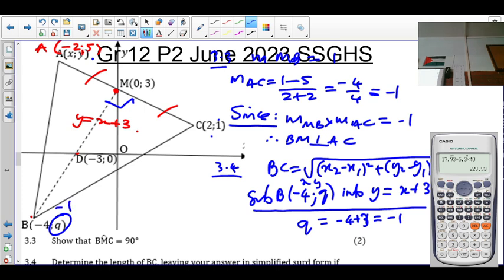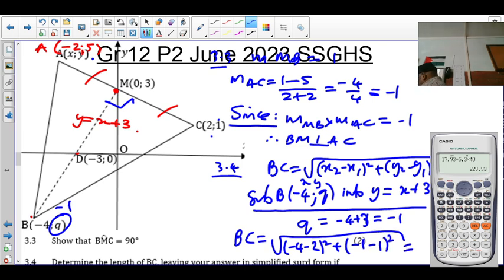Now I can calculate BC. So BC is going to be the square root of (negative 4 minus 2) squared plus (negative 1 minus 1) squared. So BC works out to be 36 plus 4, which is 40, so it's 2 root 10, I think it is. It's 2 root 10, correct? Right, so BC is going to be 2 root 10.